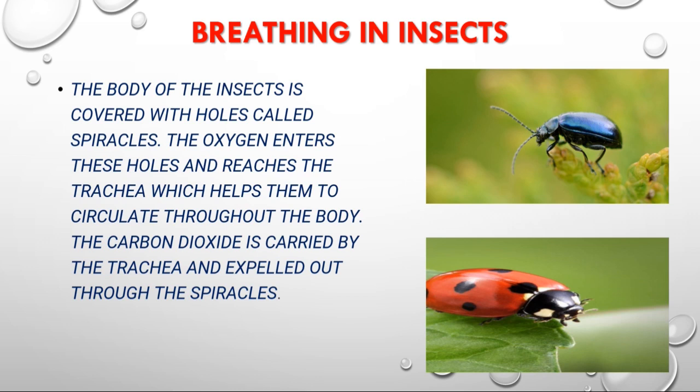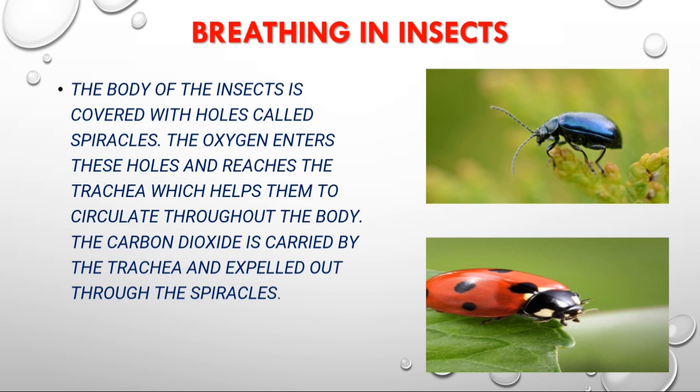The body of the insects is covered with holes called spiracles. The oxygen enters these holes and reaches the trachea, which helps it circulate through the body. So the oxygen present in our atmosphere moves into these holes and reaches the trachea, where the circulation of the oxygen occurs throughout the body.